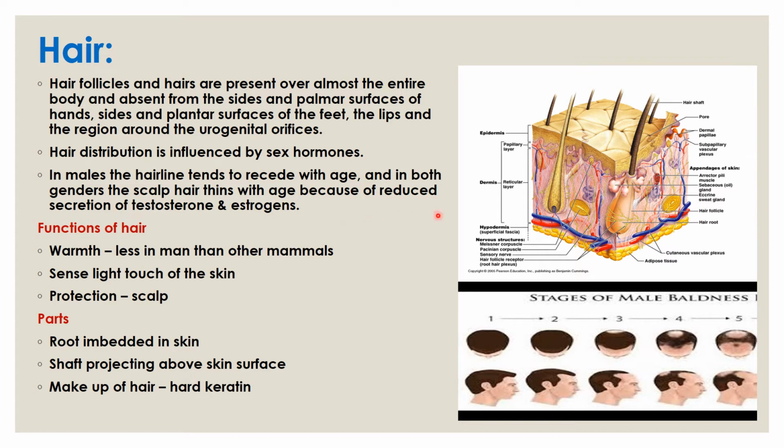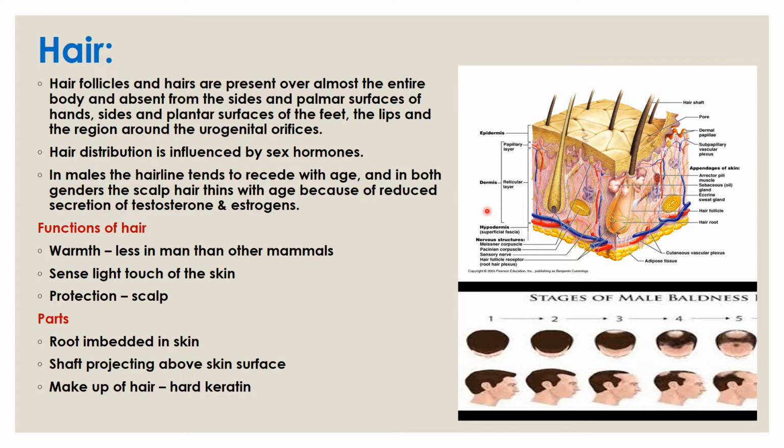The hair and the hair follicles are present almost on the entire body, but they are absent from the palmar surfaces of the hand, the plantar surfaces of the feet, the sides of the hands and feet, the lips, and the regions around the urogenital orifices.